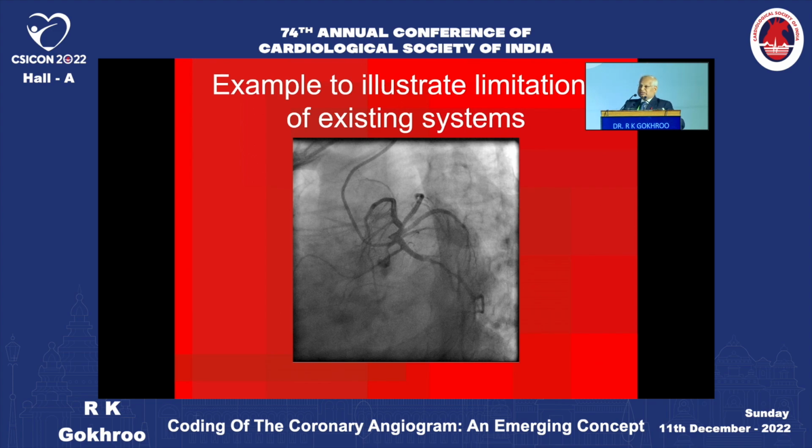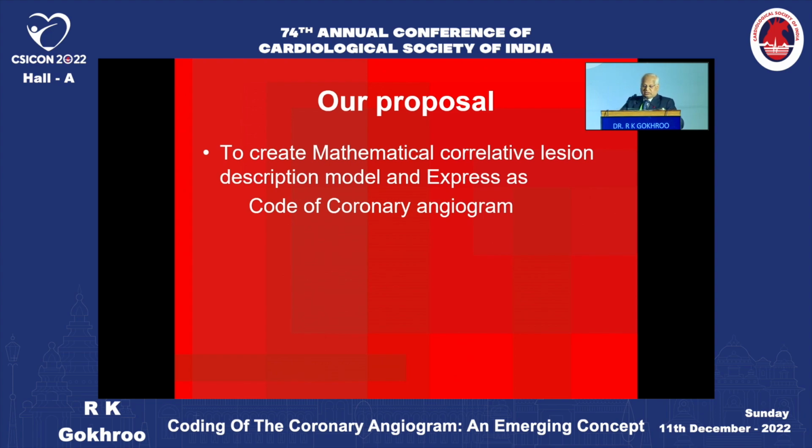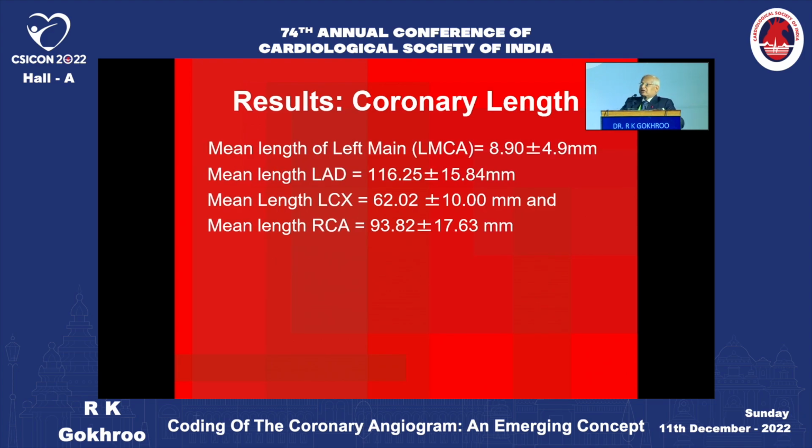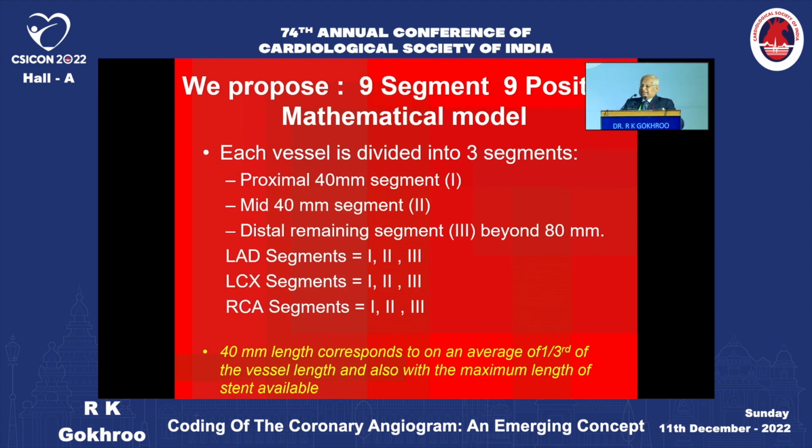So looking at these limitations, we have put a proposal of a mathematical description model to express the code of coronary angiograms. For this, we had our own center experience of 100 patients, where we calculated the length of Indian coronaries, where the left main is around 10 millimeters average, LAD 10 to 12 centimeters, the circumflex 6 to 8 centimeters, and RCA around 9 to 12 centimeters. So 9 segments.